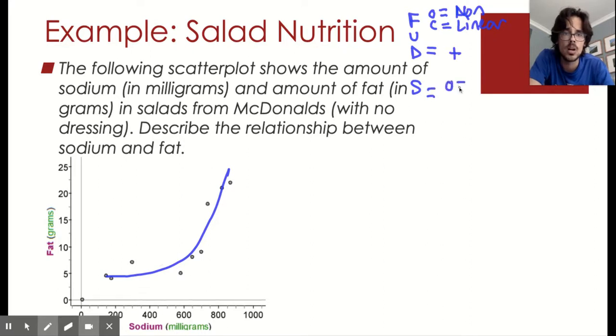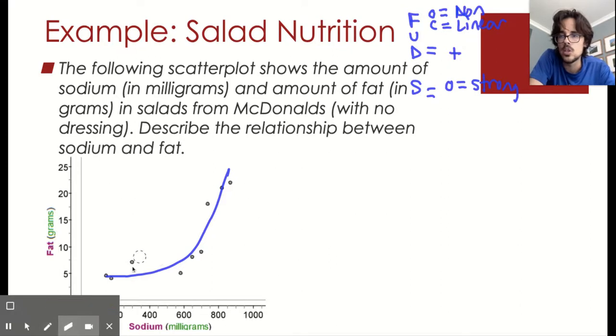So it's an overall pretty strong association. And then within the cluster, it's also strong, but there's only 3 dots, so I'm not going to bother talking about that. The last thing I need to talk about are my unusual points.